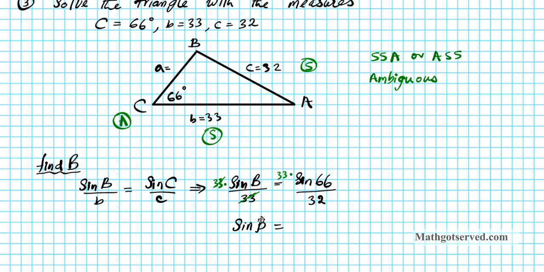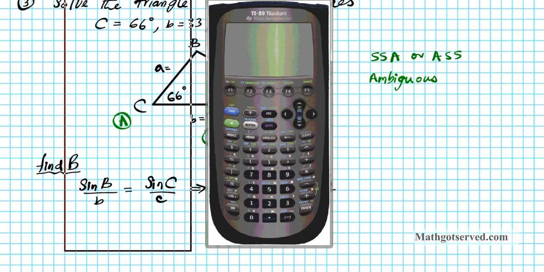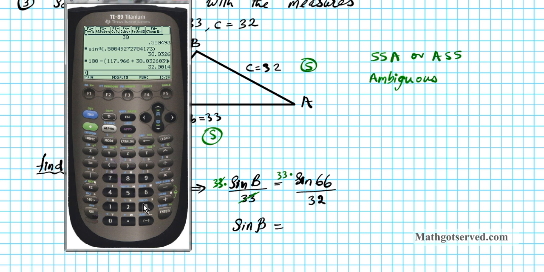Sine B is equal to, now let's enter this expression into our calculators. So we're going to have parentheses 33 sine 66 divided by 32. Okay? And then we'll work that out. We get 0.94294. This is good. It doesn't violate the range of sine. So let's write that down. So this sine B is 0.94294. And then to get B, we just take the inverse sine of both sides.